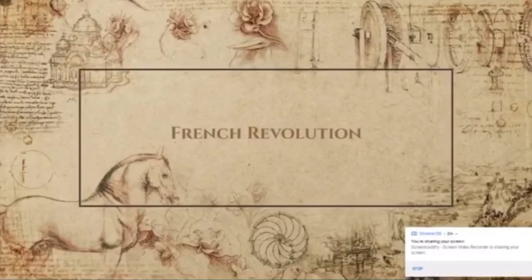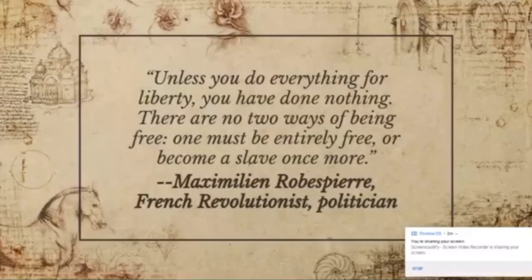French Revolution. Let's get it. Quote, "Unless you do everything for your liberty, you have done nothing. There are no two ways of being free. One must be entirely free or become a slave once more." Maximilien Robespierre, French revolutionist politician.